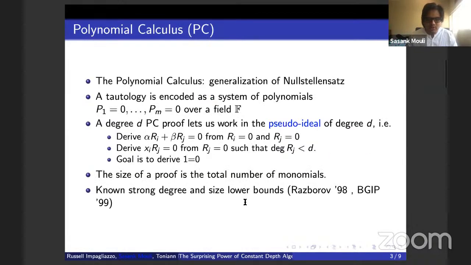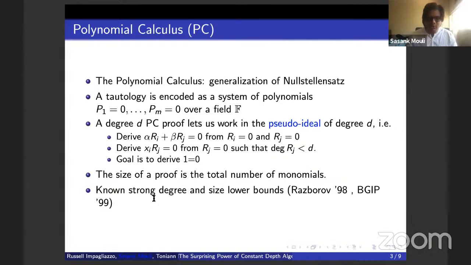Here's a quick recap of polynomial calculus. You're given a system of polynomial equations, and you're allowed to take linear combinations and multiply, as long as your degree is low. The goal is to refute the system, that is, to derive the contradiction. We have two parameters, degree and size, and they are related by the relation that was just talked about. We have strong degree and size lower bounds for the pigeonhole principle and Tseitin tautologies.